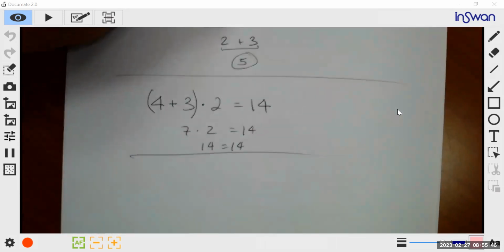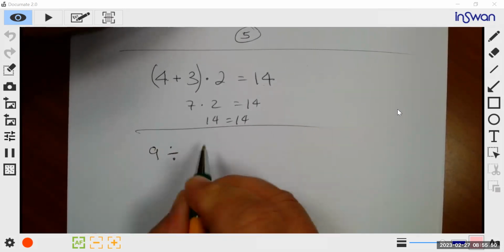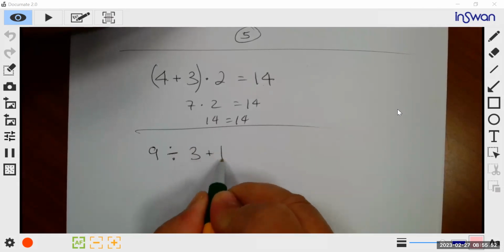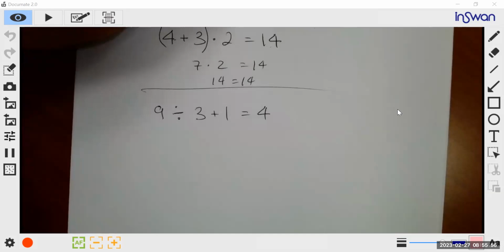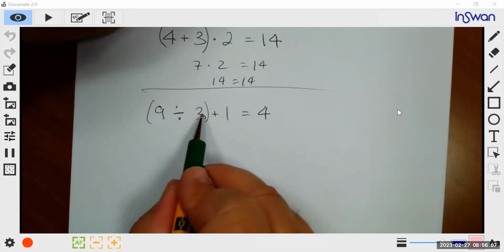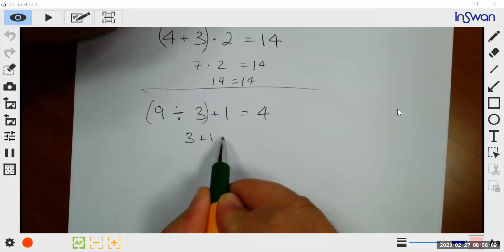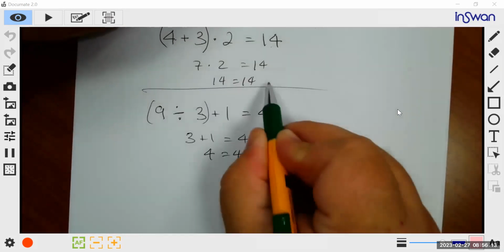So that's what we're doing these next couple ones. 9 divided by 3 plus 1 equals 4. Place parentheses around what you have to do first. 9 divided by 3 is 3. 3 plus 1 is 4. So that equals.